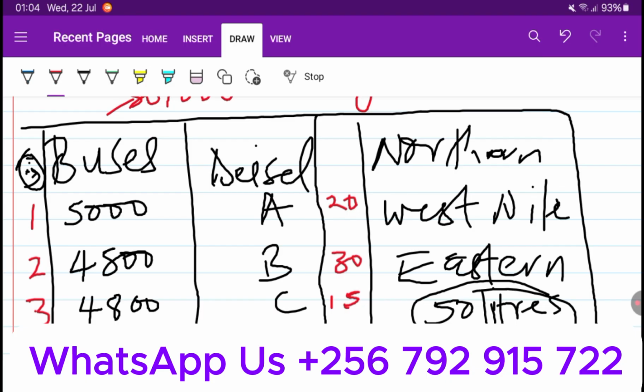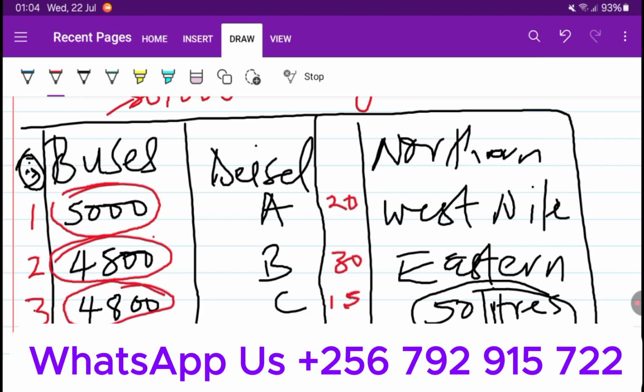Now you will see that it will be hard for us to just go on and get the average price. We add the 5,000 plus the 4,500 plus the 4,800, and then we divide by 3. That will give us the mean. So that mean will be wrong. It will be a correct mean, but it will not give us the true picture of what the average consumption of these buses is, because we know that each of these buses consumes different liters.